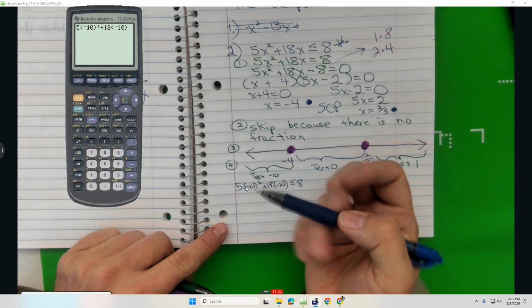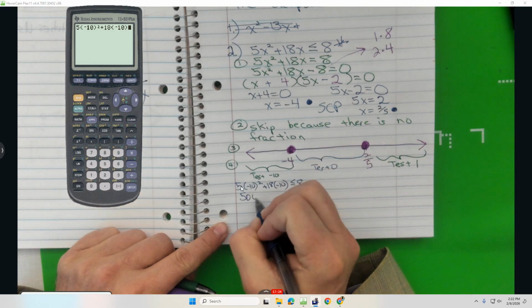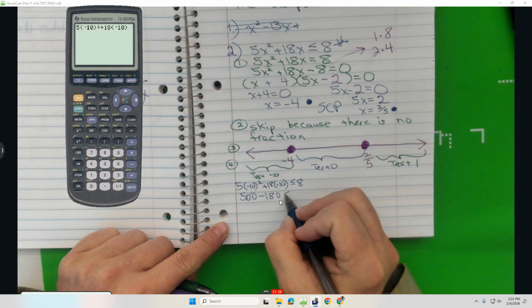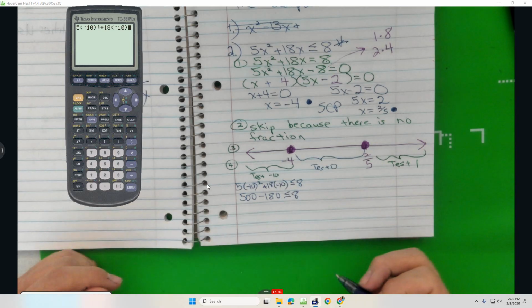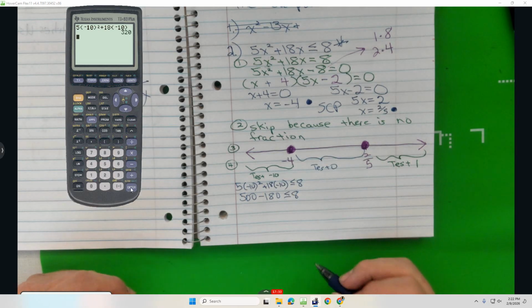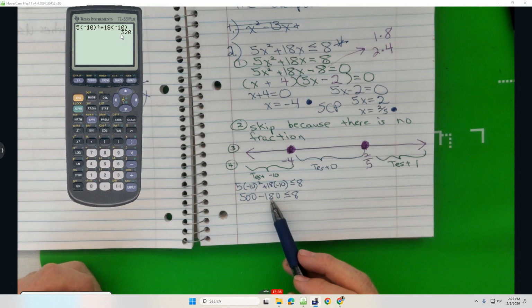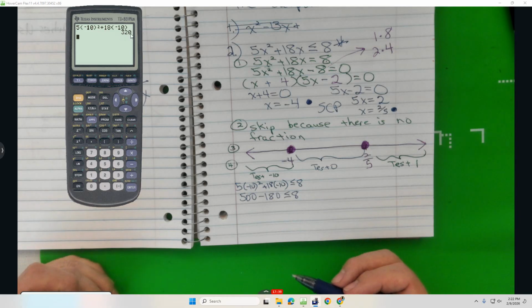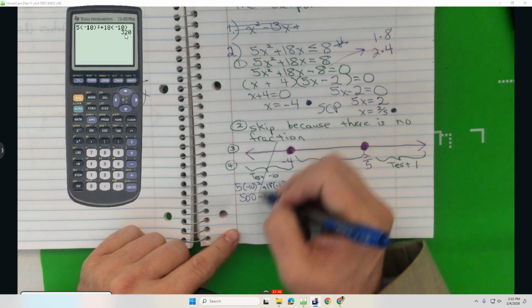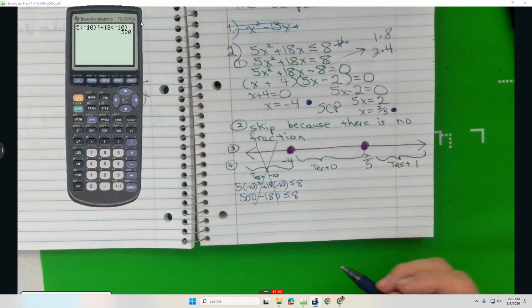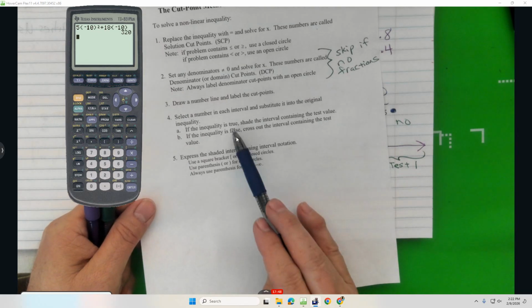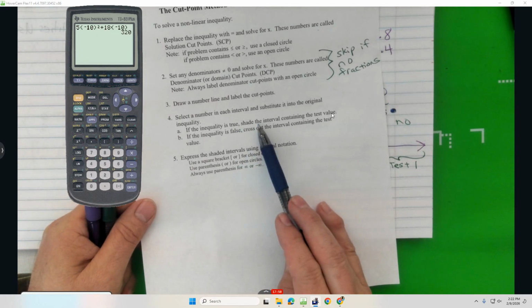100 times 5, I'm getting 500. That would be minus 180. Is that less than 8? True or false? Is 500 minus 180 less than 8? What is that? 320. 320 is less than 8? False. We cross it out. If the inequality is false, cross out the interval. If the inequality is true, shade the interval.